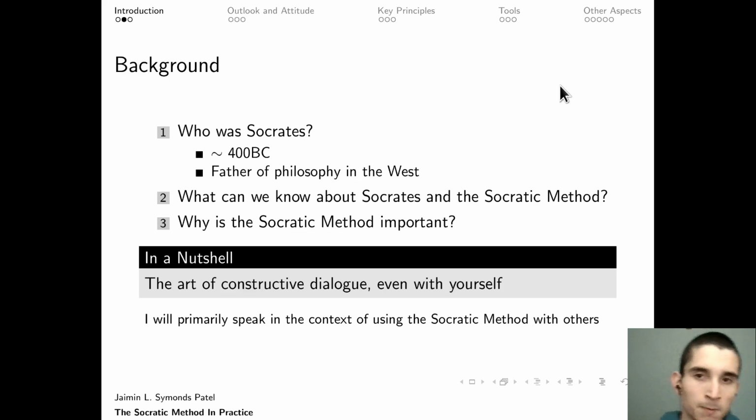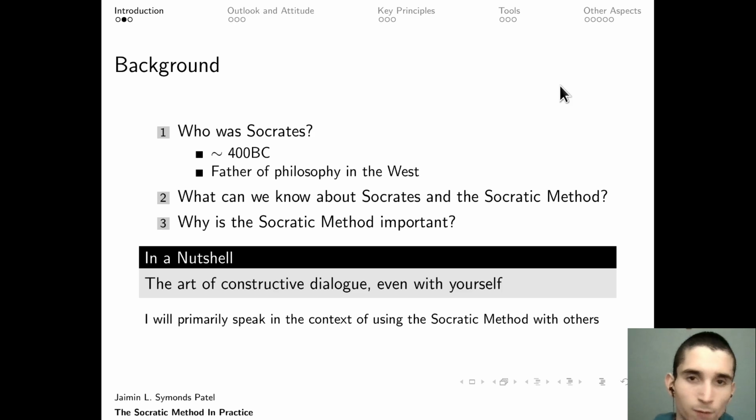What we can know about him and his method is actually not too much explicitly, because he never wrote a thing, and neither did anyone write anything about the Socratic method in terms of explicit rules and explicit principles, not until much later on. All we have are a set of dialogues that were originally written by a couple of pupils of Socrates, most notably Plato, and it's from those dialogues that we distill the key principles of the Socratic method.